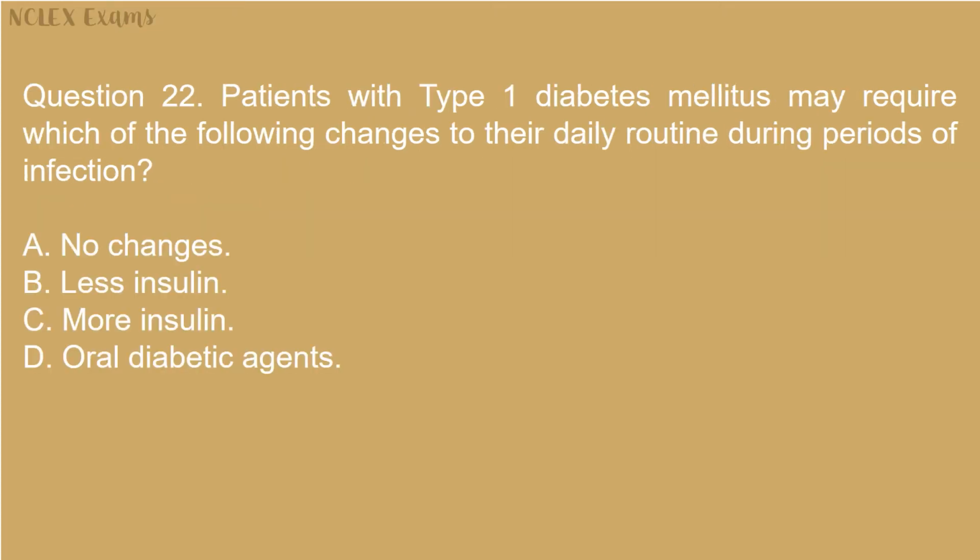Question 22. Patients with type 1 diabetes mellitus may require which of the following changes to their daily routine during periods of infection? A. No changes. B. Less insulin. C. More insulin. D. Oral diabetic agents.